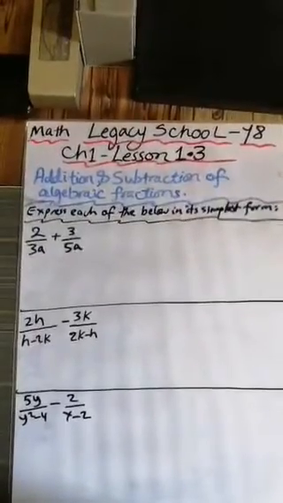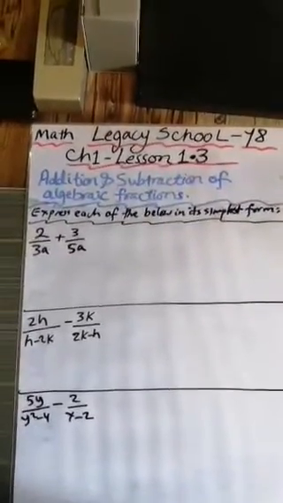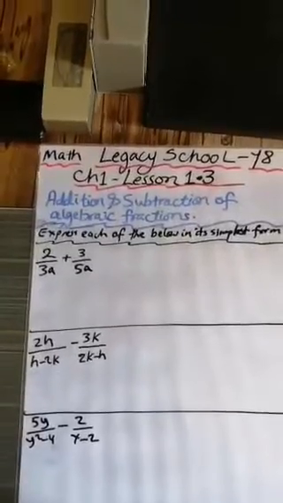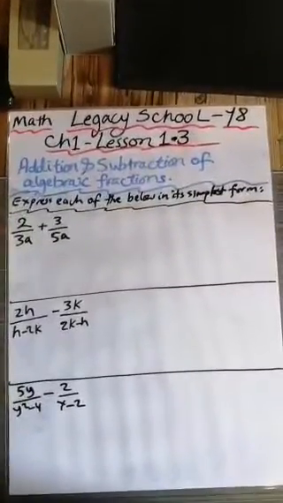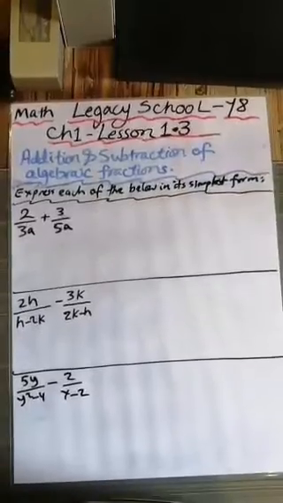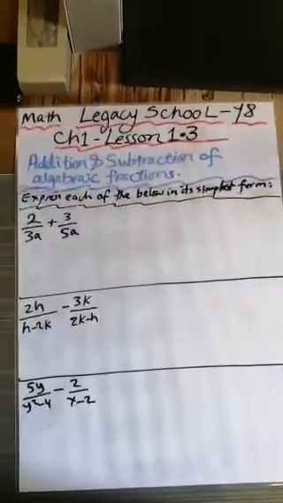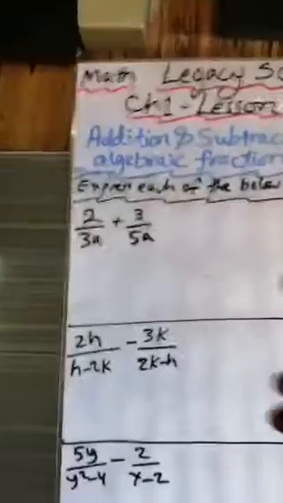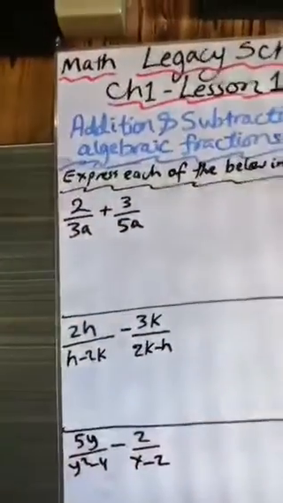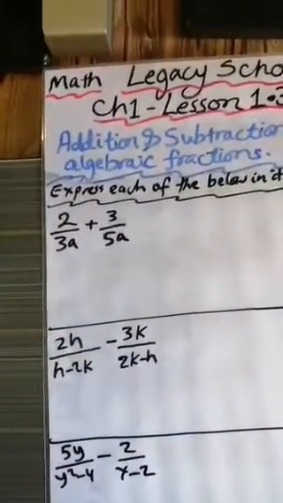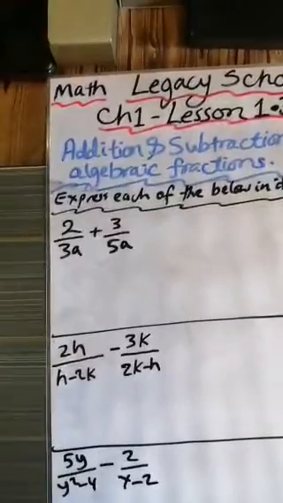Hello, in today's lesson we will be handling addition and subtraction of algebraic fractions. Express each of the following in its simplest form. Let us start with the first one. The first one is 2 over 3a plus 3 over 5a.